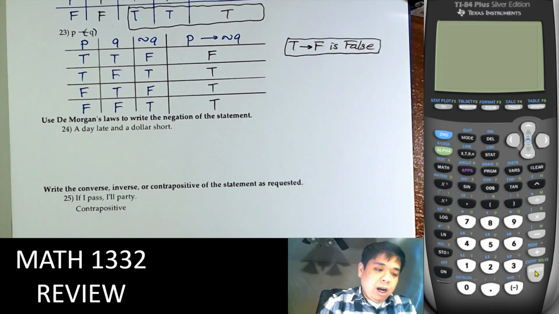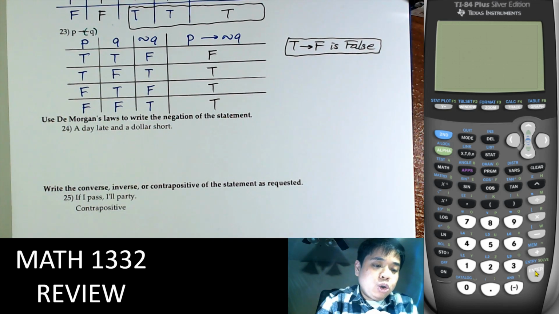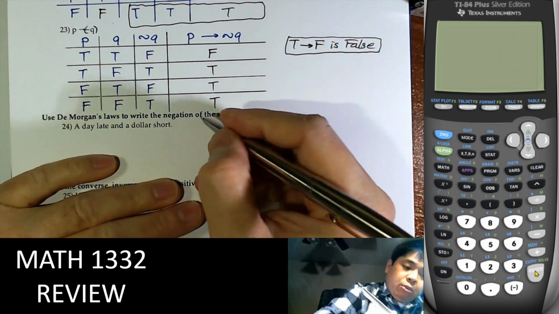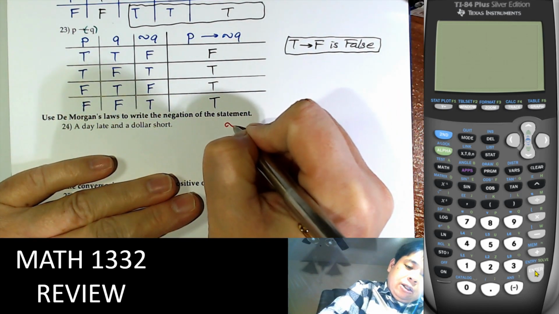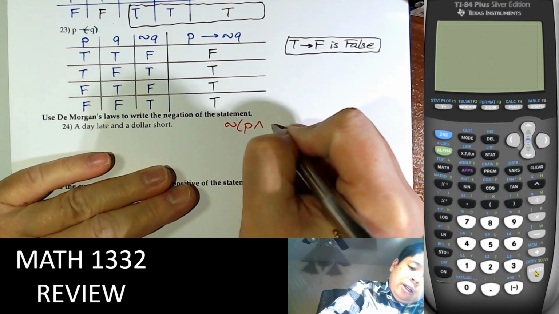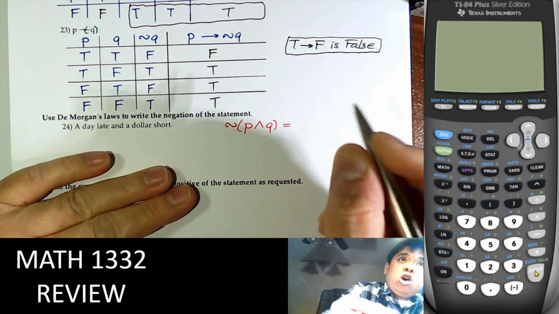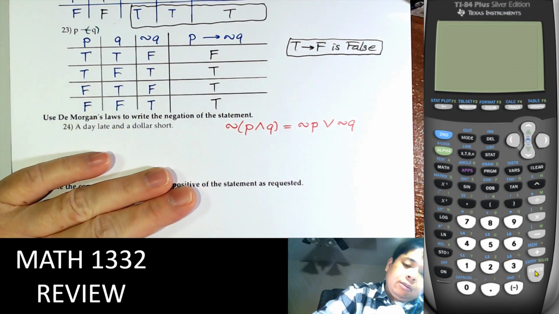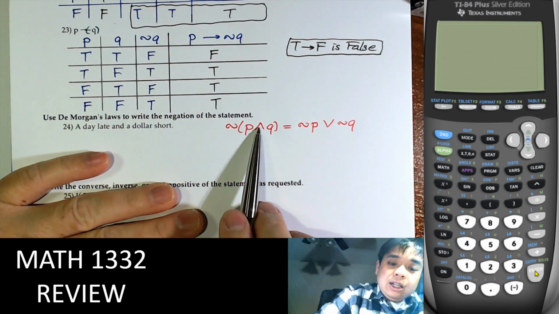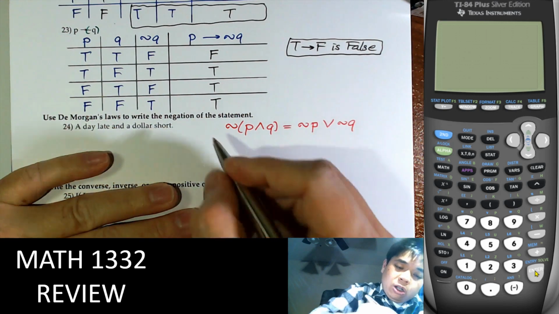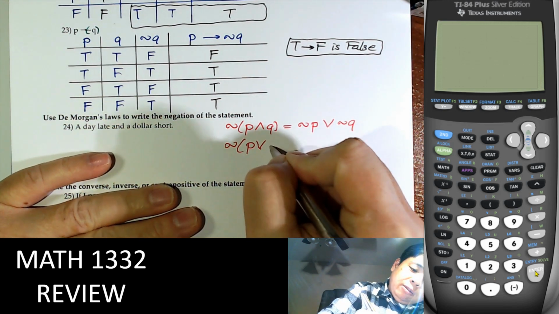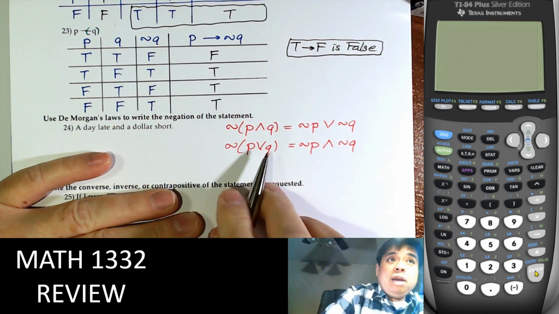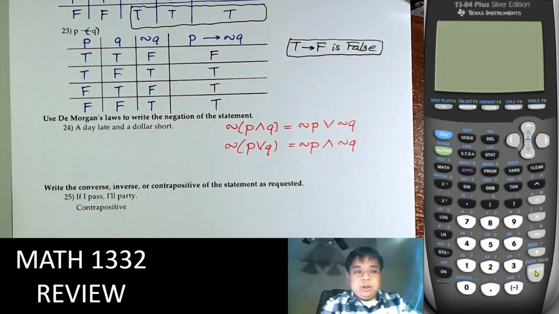Right. Now, for here, use De Morgan's law to write the negation of the statement. So what is De Morgan's law? De Morgan's law for the negation: the negation of a conjunction is the disjunction. Meaning that and turns to or, and or turns into and. So we negate both statements, but the connective changes.